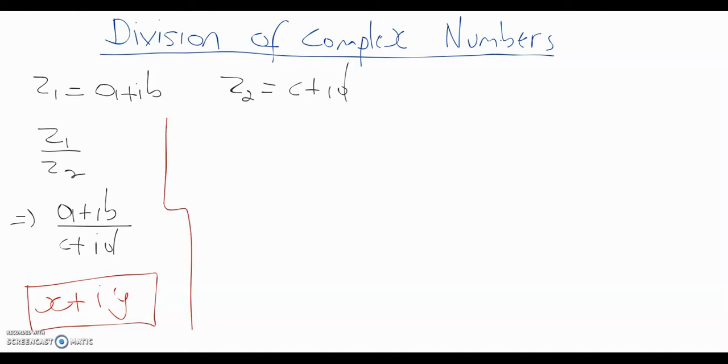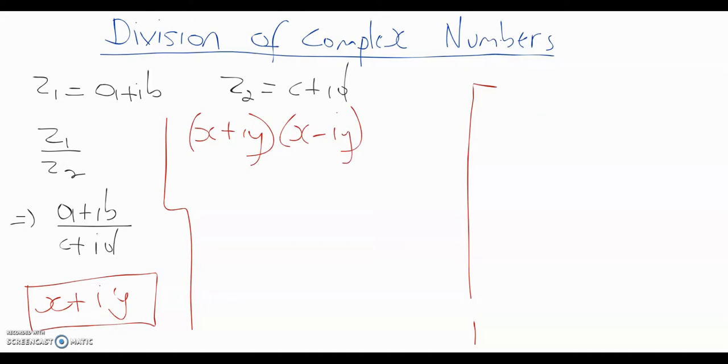Going back to when we did multiplication of complex numbers, we would recall that if we were to take a complex number, let me use this x plus iy, and its conjugate, which is x minus iy, and multiply these two, we would end up with the real part squared plus the imaginary part squared, which is x squared plus y squared. Good? So we're going to be applying a similar concept to eliminate the imaginary part from the denominator. So let's go right ahead.